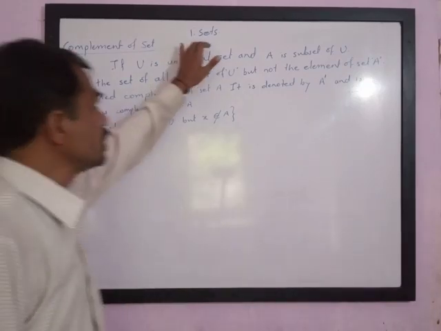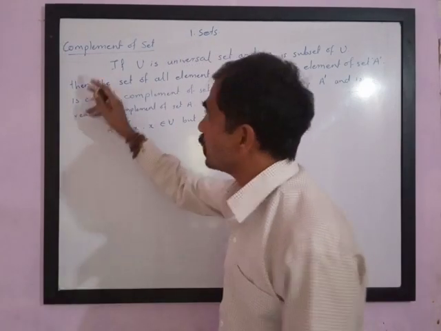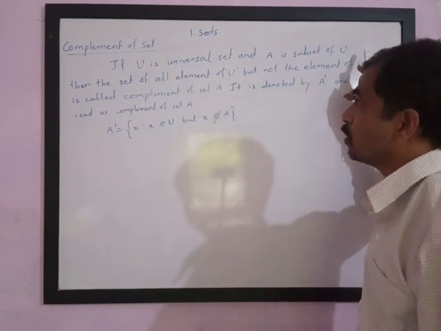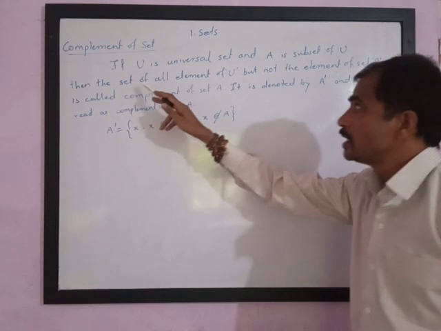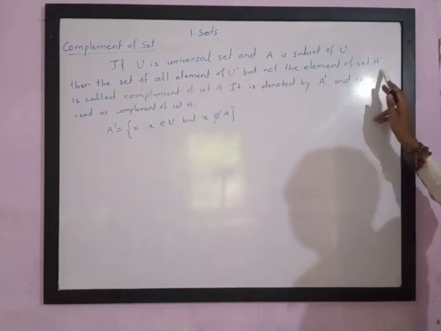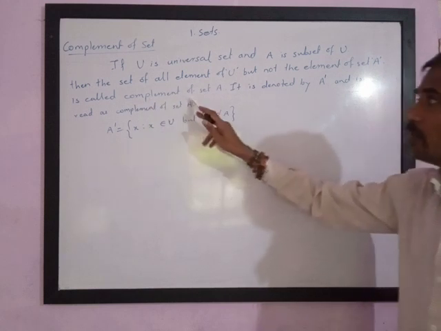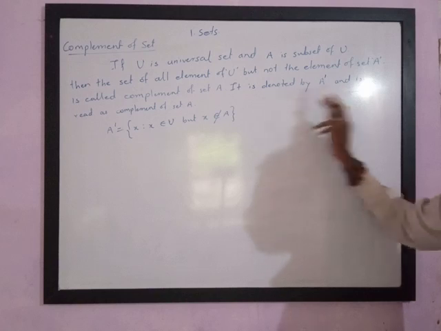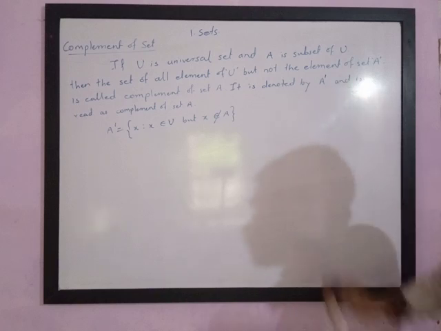Dear friends, in the set chapter, the next point is complement of a set. If U is a universal set and A is a subset of the universal set, then the set of all the elements of the universal set but not the elements of the set A is called the complement of the set A. It is denoted by A dash and is read as complement of set A.